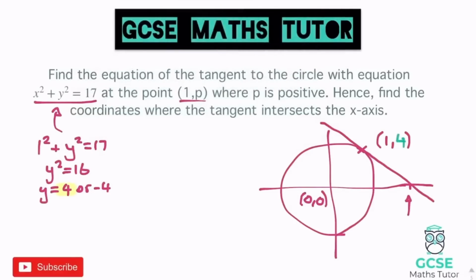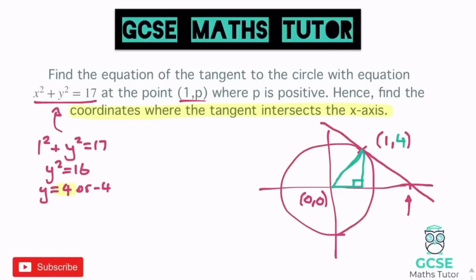Now we've got that, now we can find the gradient of the radius. Okay, so we can draw in our little right angled triangle again, we can find the gradient and we can follow all those other steps. We will have a look at this last step though at the end, the coordinates where the tangent intersects the x-axis. That's going to be our final step, but first, if we find the equation of that tangent, we'll be able to use that to find that intersection point with the x-axis there.